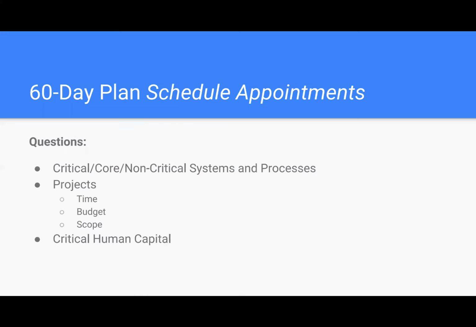For the 60-day phase, we want to start scheduling appointments and, within the next 30 days, actually hold those meetings so we can ask the critical questions: your critical core and non-critical systems and processes, and the projects centered around these processes and core systems in terms of time, budget, and scope, and then the critical human capital, those people that may own these systems or processes.